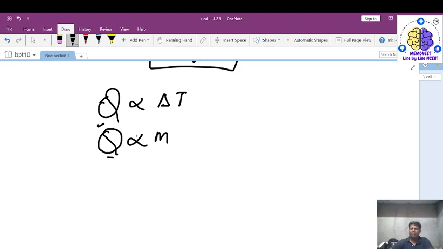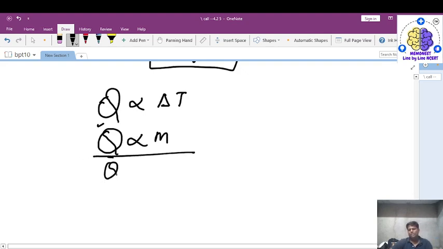I will give you the examples and everything will be clear from there. So combining this, what we'll get is that Q is directly proportional to delta T and M. Now, to remove this proportionality and convert it into an equation, we will have to multiply with a constant, and that proportionality constant over here is the specific heat capacity. So this equation becomes Q is equal to C into delta T into M, right?